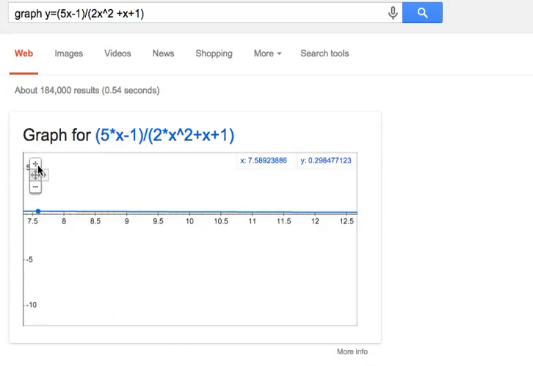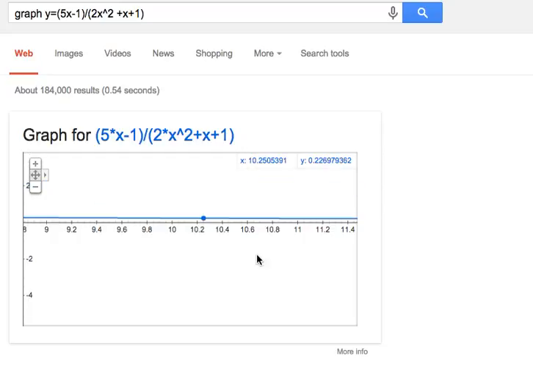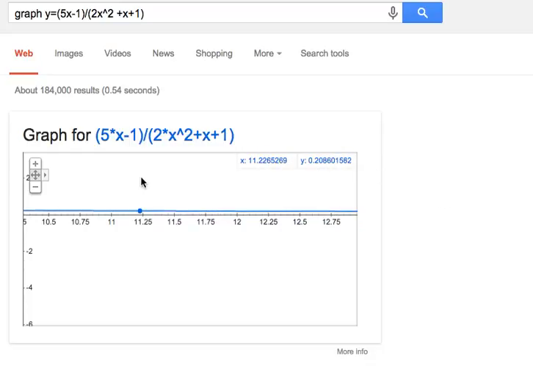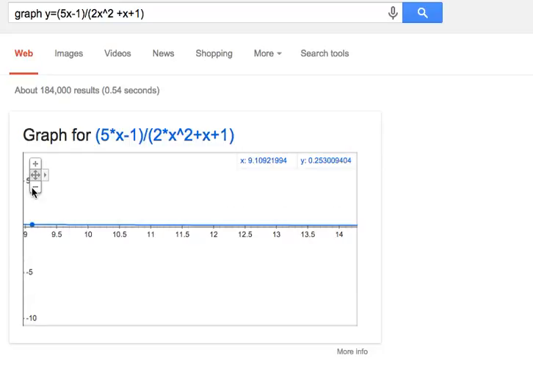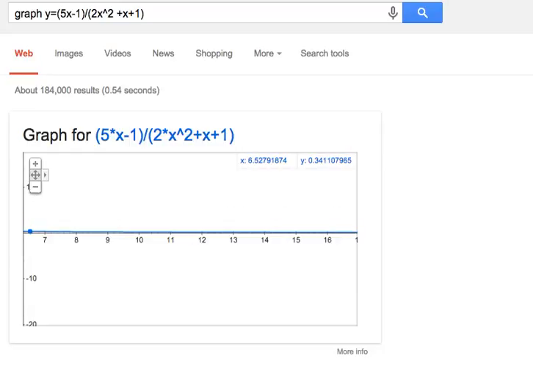So you could zoom in at any point. And as you can see where I hover my mouse, that little dot, it's showing me the y values up here, which as I take it out further and further, you have to go out quite a ways, but it's getting closer and closer to 0.